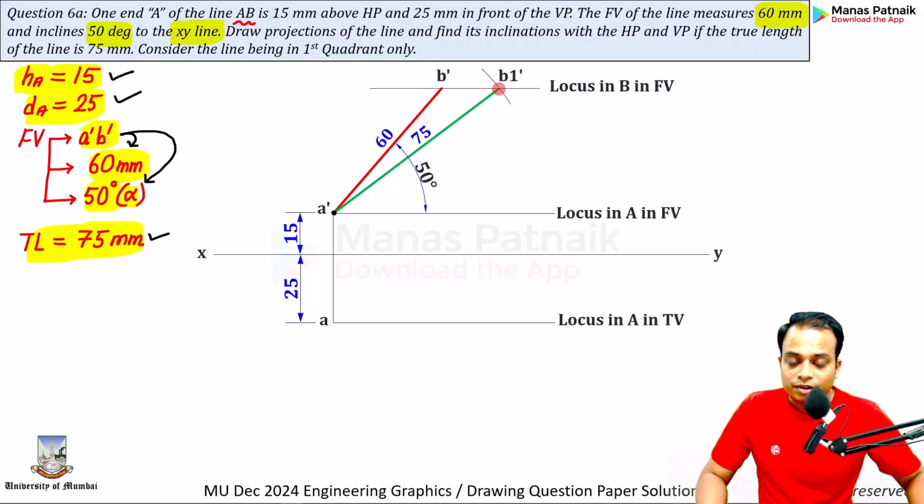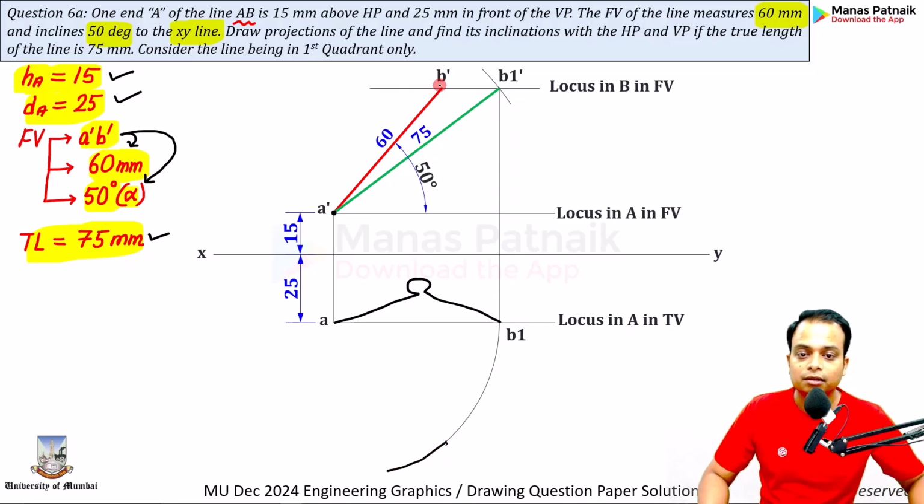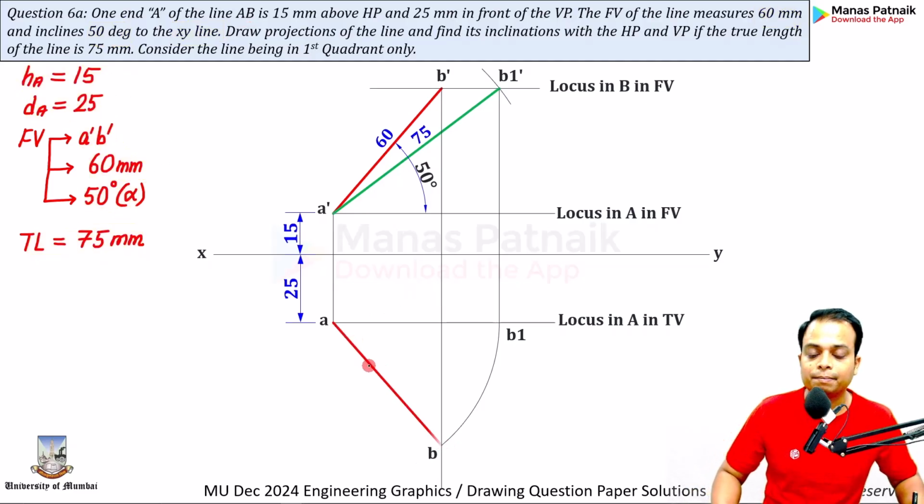Now we know we have to drop this. If this is B1 dash, this has got to be B1. Now with A as center and with AB1 as the radius, you can rotate this clockwise. Okay. You can rotate it further. If this is A dash, this is A, then this is B dash, and you need to project a line from B dash vertically downwards until it intersects this arc somewhere. This is going to give rise to point B. Easy. Connect B with A.